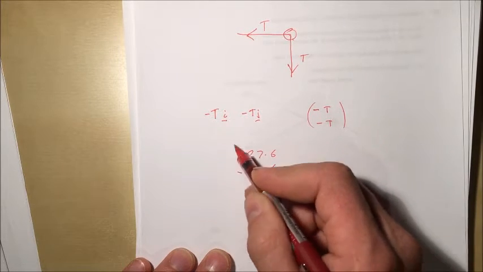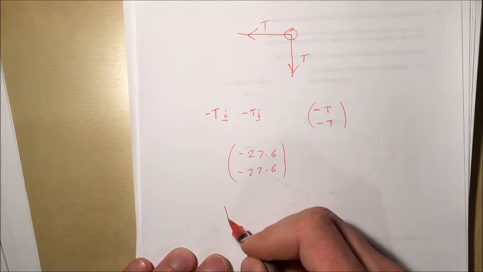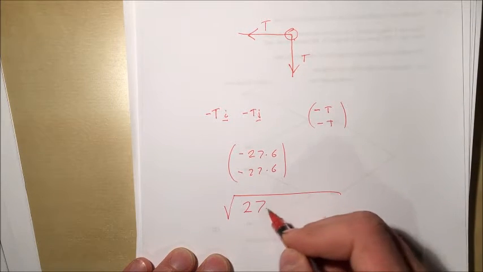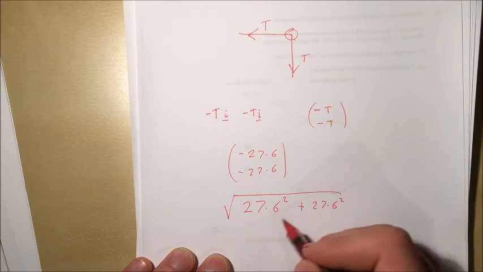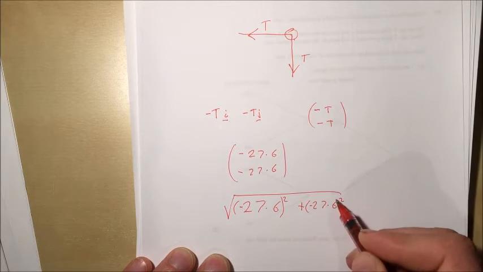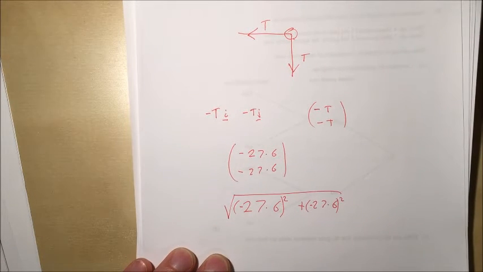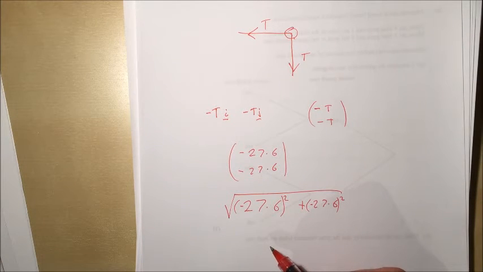27.6, that's our force vector. So we're going to do the square root of 27.6 squared plus 27.6 squared. And when we do the squaring, these minus signs vanish. If you like, we can put them back in here, and then they will vanish. And if you work that out, you end up with 39-ish, 39 a little bit, which is the answer that we want.